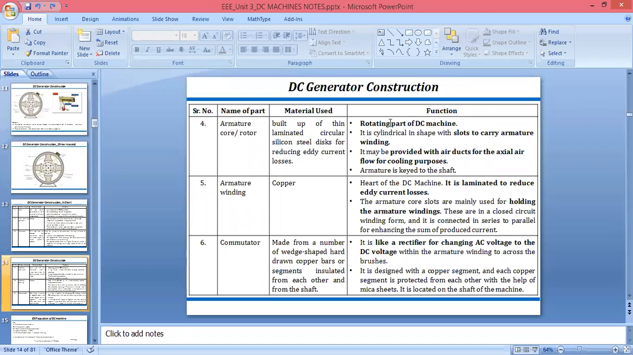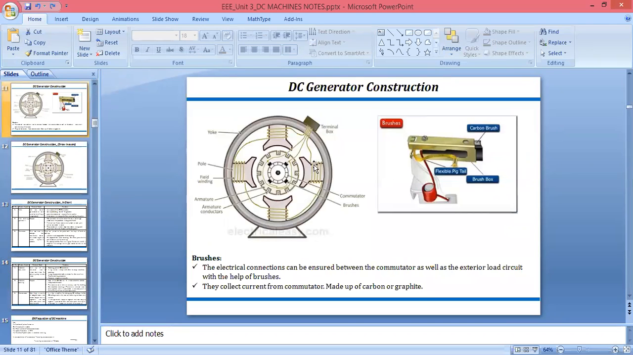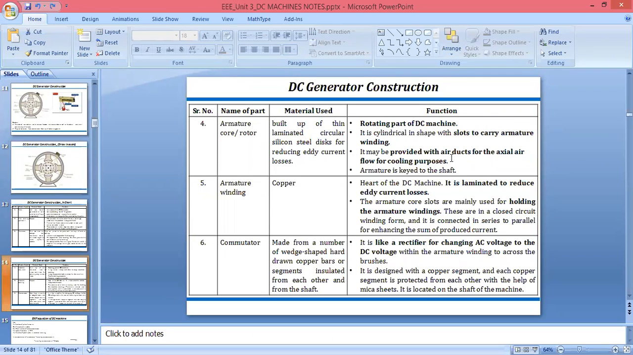So we can say the armature is the rotor part of the DC machine, meaning DC motor and DC generator, and it is cylindrical in shape, with small slots to carry the armature winding. If you see, we are putting slots, like a step function. We are putting slots to carry the armature winding, and it may be provided with air ducts on the commutator, so we can use the air ducts to cool the device.